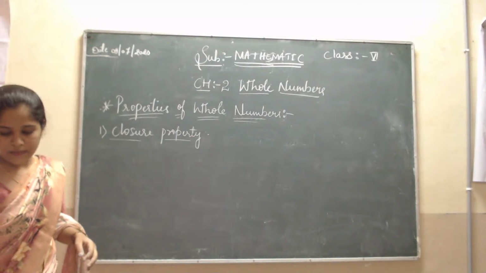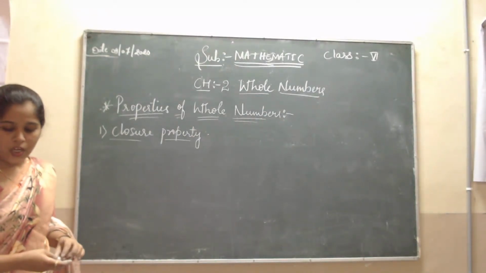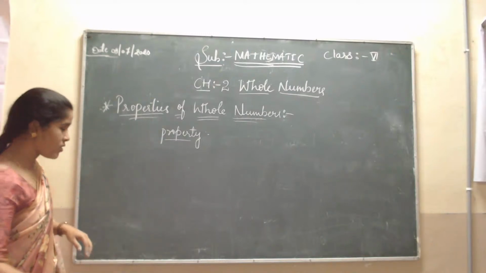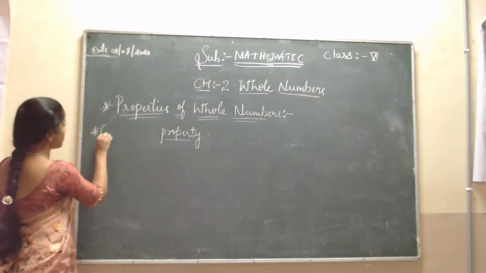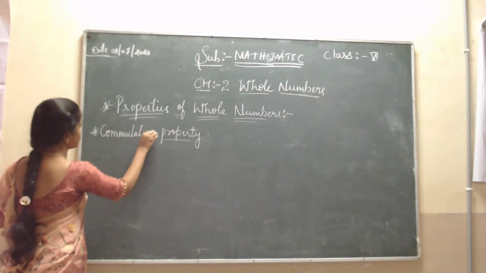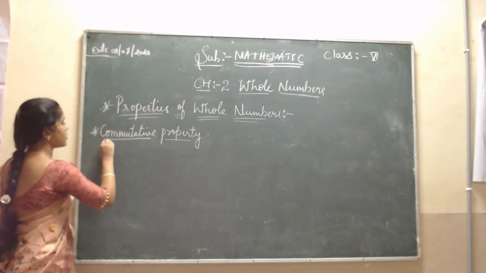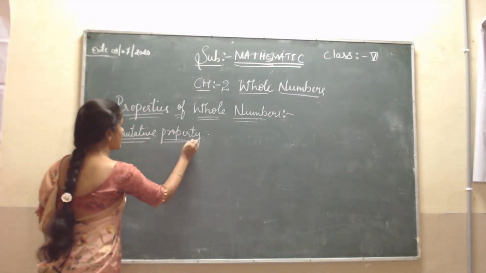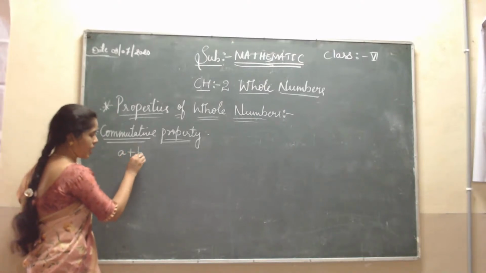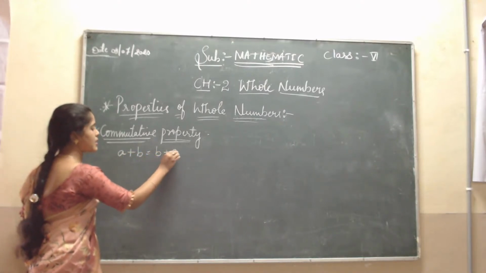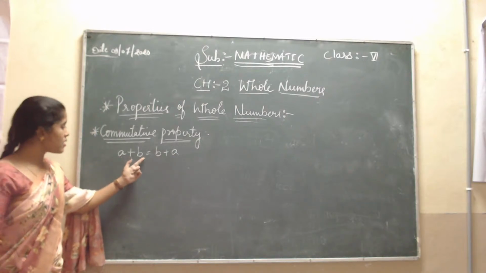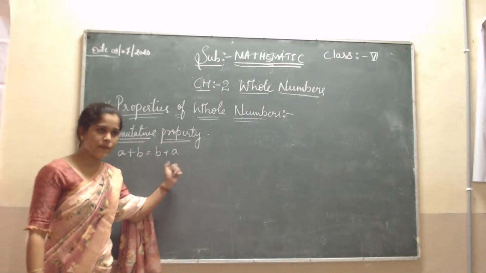Next property is the commutative property. See here, what is the commutative property? This is nothing but a plus b equals b plus a. Commutative property: a plus b is equal to b plus a.